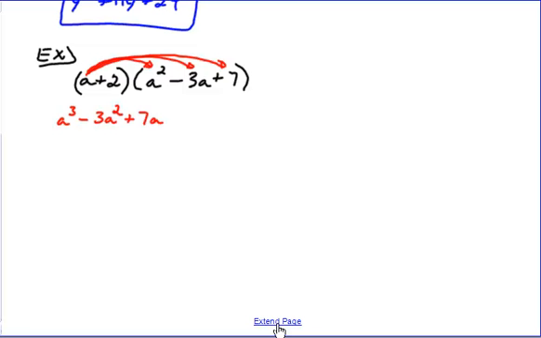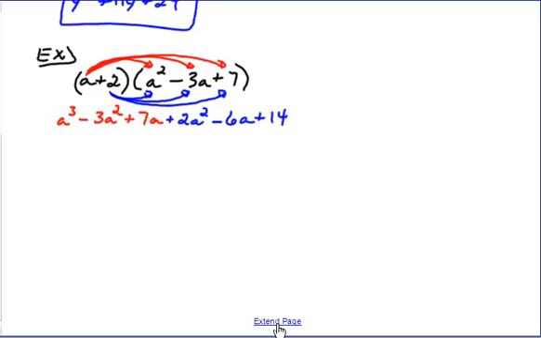Are we done? No, we have to take the 2 and share it now, because we're making sure that everything hits the other polynomial. So a squared times 2 gives me a positive 2a squared. Good job, Misha. Then we have 2 times negative 3a going to give me negative 6a. Then we have 2 times 7 going to give me 14.